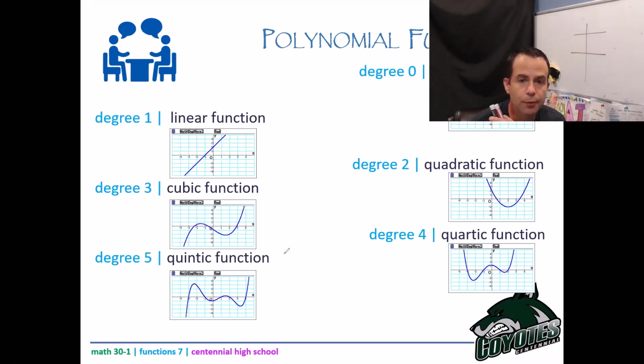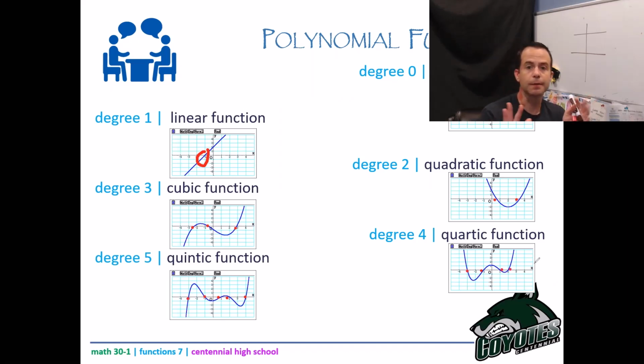Okay, the other thing I want to talk about, degree 1, how many x-intercepts do I have? 1. Degree 2, I have 2, sorry, this is degree 3. Degree 3, 1, 2, 3. Degree 5, 1, 2, 3, 4, 5. Degree 2, 1, 2. Degree 4, 1, 2, 3, 4.